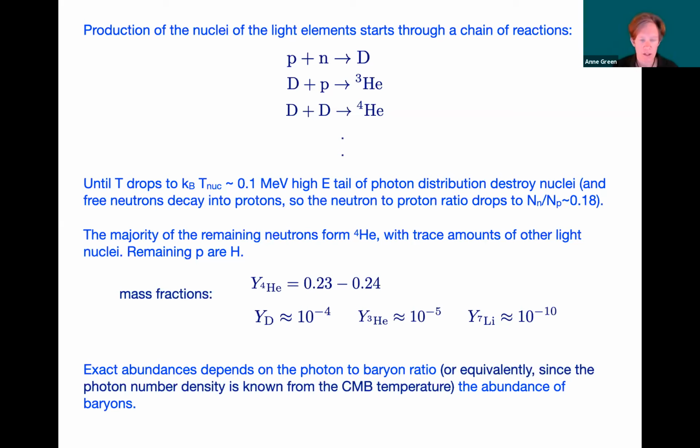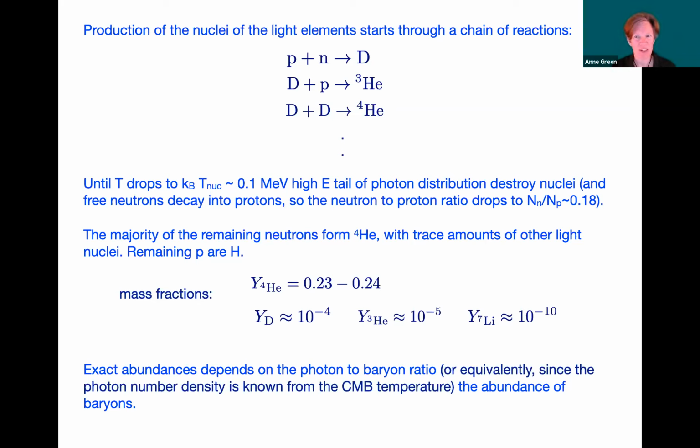And that continues happening until the temperature drops to about 0.1 MeV. And so there's this window where nucleosynthesis is trying to happen, but it can't because of the high energy photons. And in this window of time, the free neutrons decay. A free neutron has a lifetime of order minutes. And so the number density of neutrons to protons drops from the 0.2 we had before to 0.18.